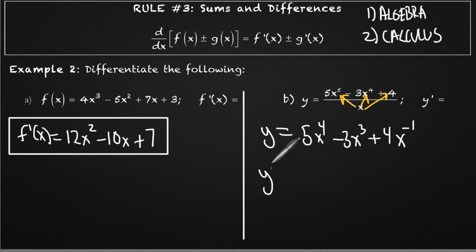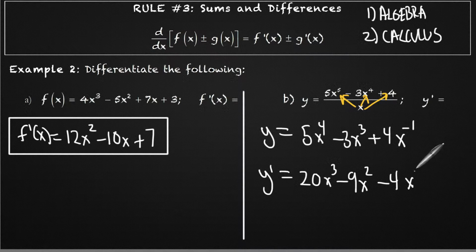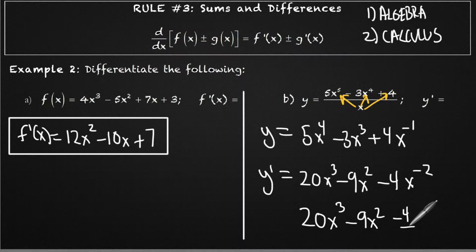Now our y prime just becomes 4 times 5, which is 20x to the third, minus 9x squared. And the negative 1 times 4 is negative 4x, subtract 1 from that power, which is negative 2. So our final answer is 20x cubed minus 9x squared minus 4 divided by x squared. And essentially that's all there is to the sum and difference rule.